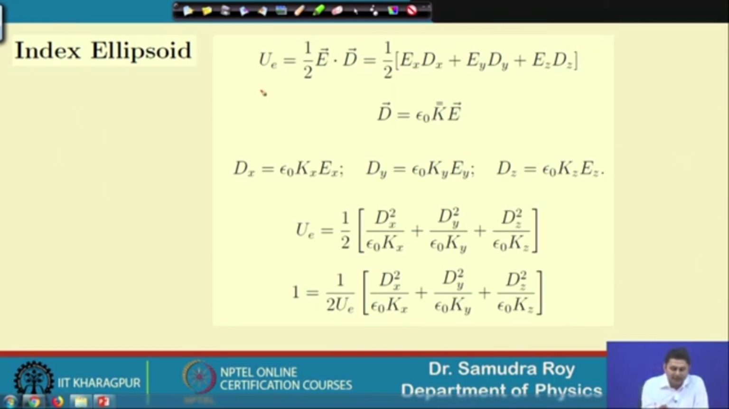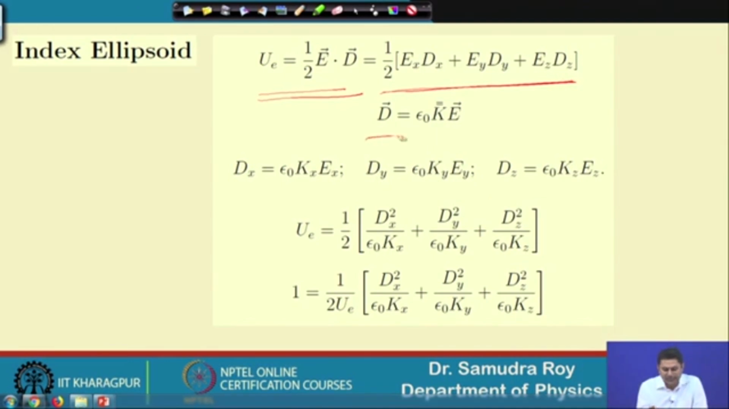So, I can write the energy density in this form for the electric field: half of E dot D. If I write half of E dot D, then I can expand this as half of Ex Dx plus Ey Dy plus Ez Dz. So, this is the form of the energy stored, the potential energy stored because of the electric field inside the system. This is just for the electric field, I am not talking about the magnetic field, but anyway this is the form.